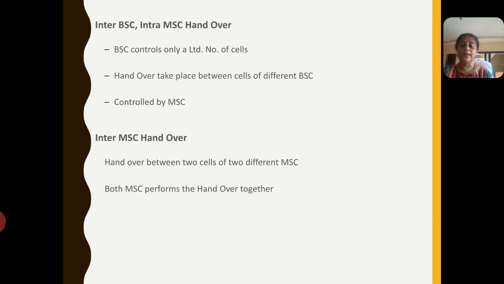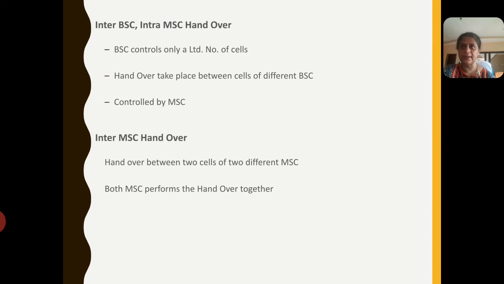The next one is the inter-BSC and intra-MSC handover. MSC stands for mobile switching center. Now the mobile is going to travel from one BSC to another BSC. So it goes out of control of one BSC and enters the control of another BSC. In that case, the MSC will take care of the handover procedure. This is done because a base station controller can control only a limited number of cells. So the handover is going to take place between cells of different BSCs, and in this case the MSC takes control of the handover.